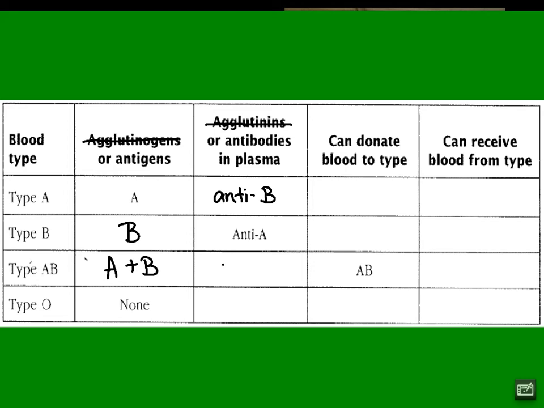Type AB has none of the antibodies, because if it had either one, with both protein types present, it would attack its own blood, and that's bad. Type O, since we have no proteins present, has both anti-A and anti-B antibodies present.